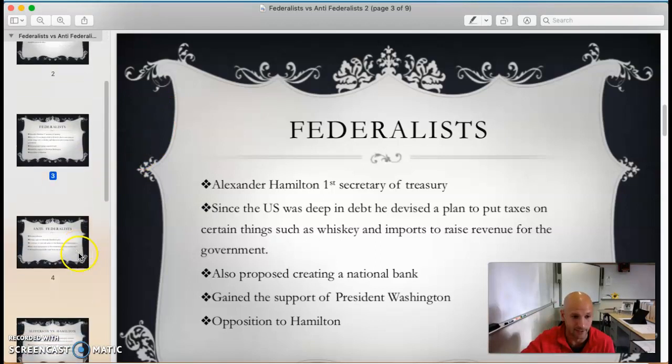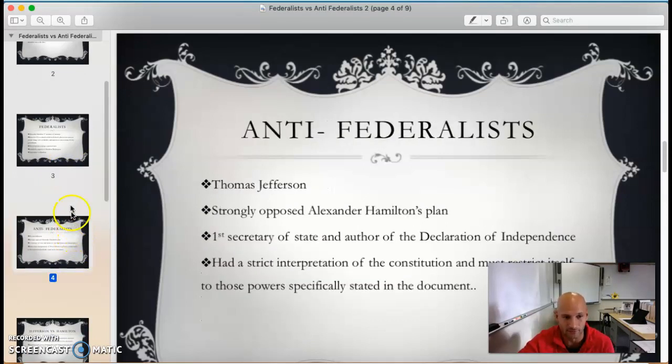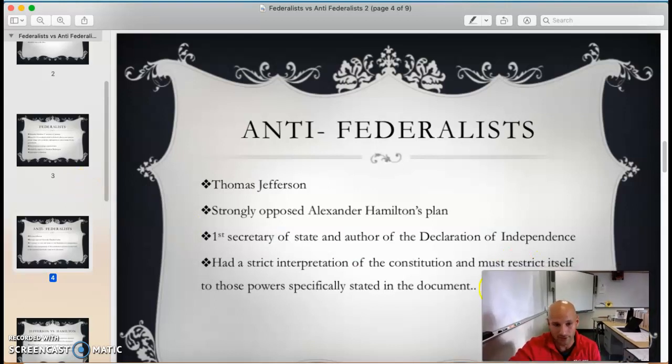Opposition to Hamilton came from a guy, and you guys are going to read this, Hamilton is going to be the leader of the Federalists, and we have Thomas Jefferson, who's going to be the leader of the Anti-Federalists at the time. He's going to strongly oppose Hamilton's plan. He's our first Secretary of State, so he's going to deal with foreign nations. He's the author of the Declaration of Independence, so a very well-known person during this time.